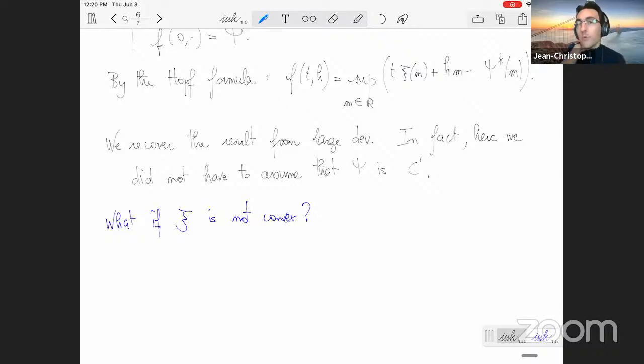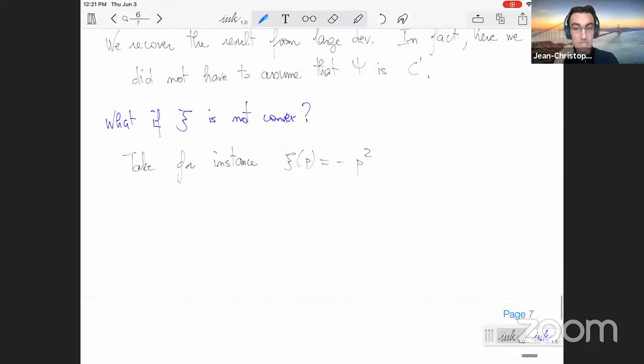Maybe you think, oh, but we did these inequalities, but we were not careful enough. Maybe in truth, this negative sign does not really show up. But take for instance psi of p equals minus p squared, which, in relation with the question in the chat, is very symptomatic of what we will see for spin glasses.